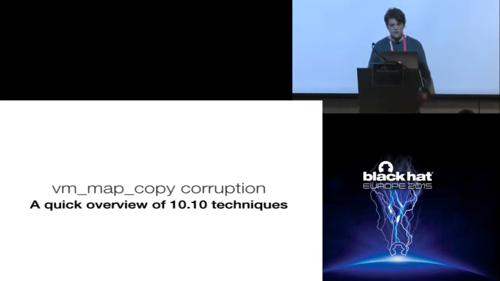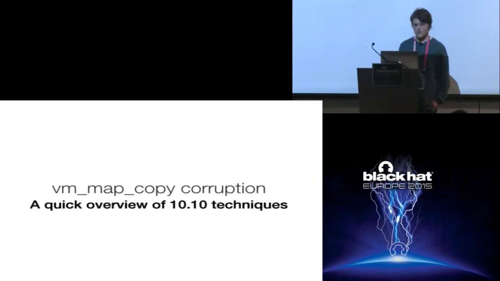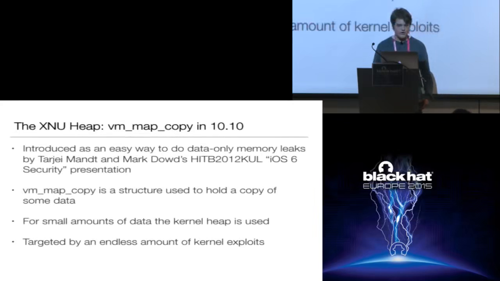For allocation metadata, there are several targets. The most common one is vm_map_copy, which was introduced by Tarjei Mandt and Mark Dowd in their iOS 6 security presentation about three years ago. It's just a structure that is used to represent a copy of some data, and if this data is smaller than a page, the kernel heap is used.